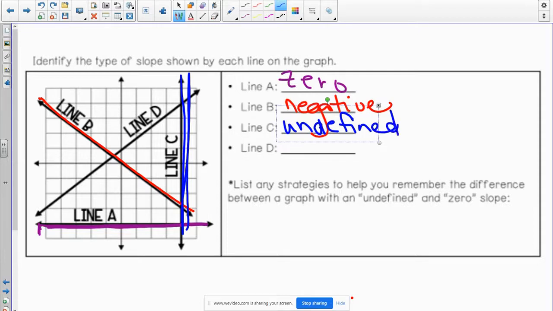On our last one here, line D, if you're starting here on the left and you look at your hill, that definitely would be an uphill. So that is a positive slope.